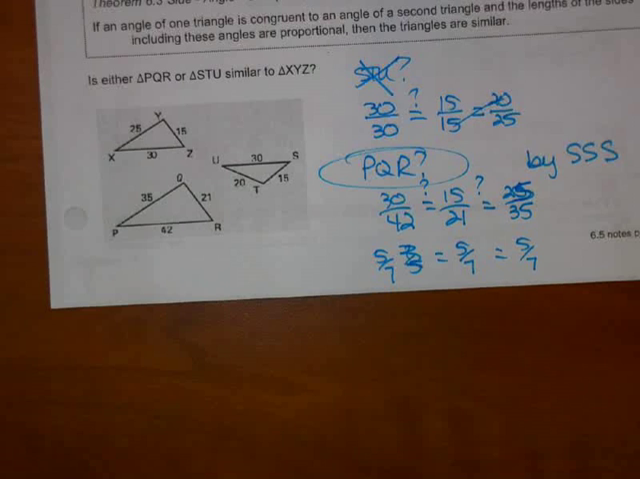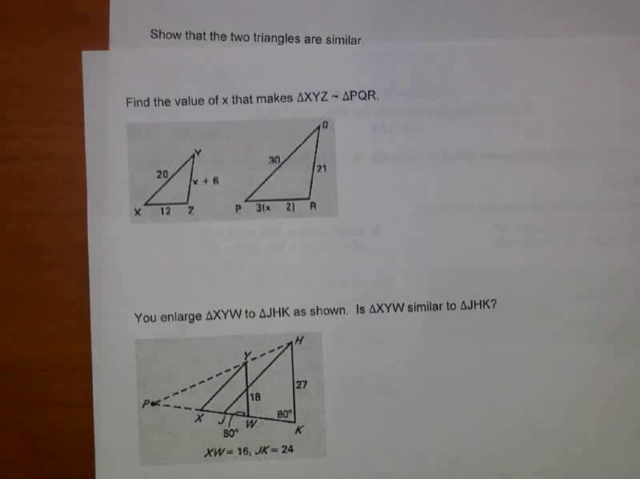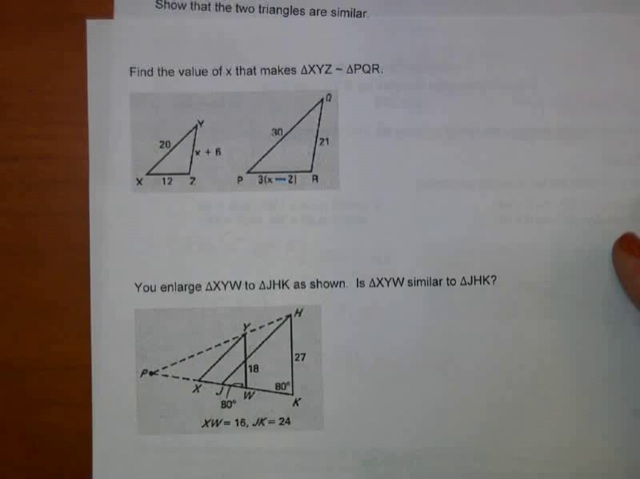Next page. Side, side, side. Let's see what this one does here. Find the value of x that makes XYZ similar to PQR. All right. So we're going to set up a proportion again. We have 3 sides, don't we? In order for them to be similar, the ratios of their sides have to be equal. So this should have a minus here. It doesn't.